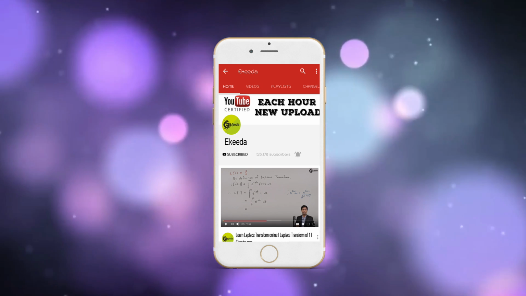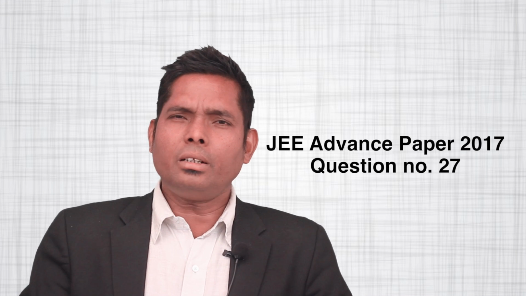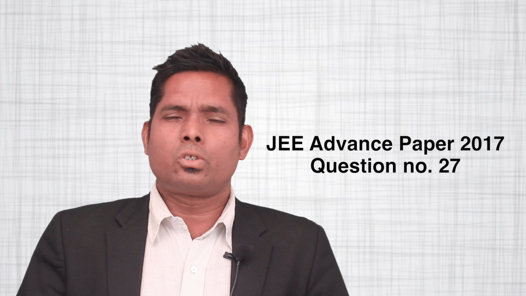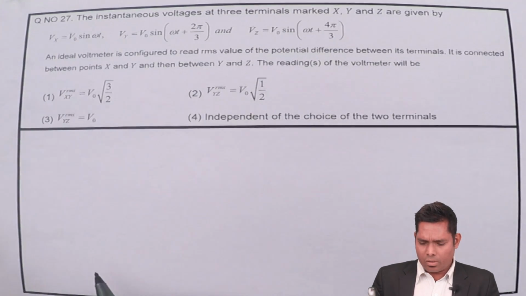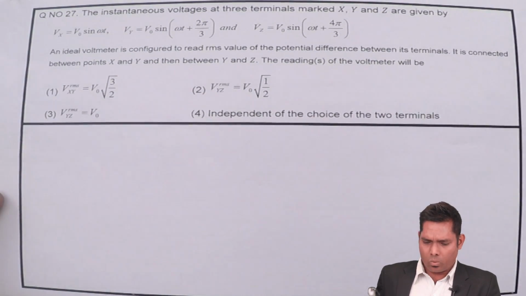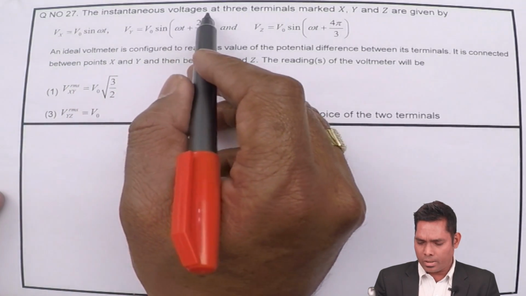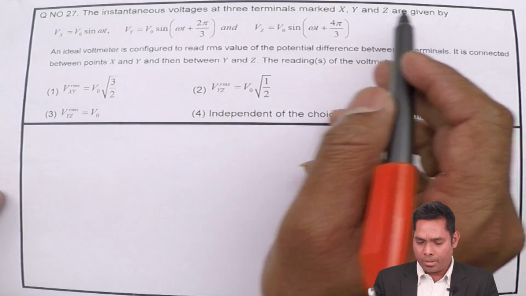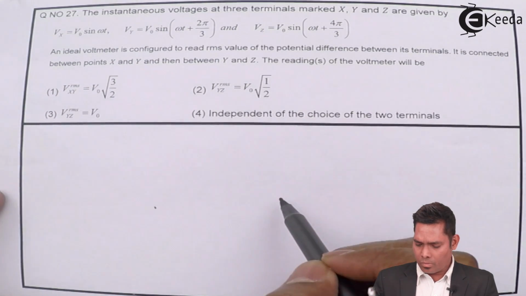All students, let us solve the next question, question number 27 of JEE Advanced Physics paper 2017. Students, let us solve the next question, which talks about the instantaneous voltages at three terminals marked X, Y, Z. So there are three terminals, say X, Y and Z.